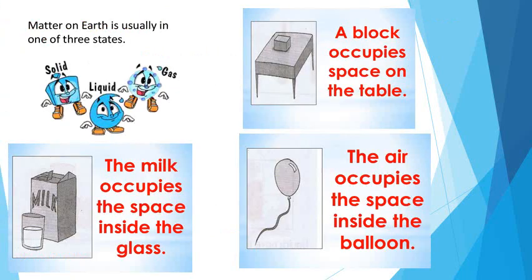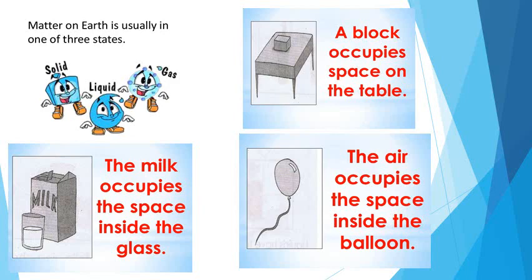Welcome back grade 2. Look around you. Everything you can see, touch or smell is made up of matter. Matter is anything that has weight and takes up space. And matter on Earth is usually in one of three states. It's solid, liquid, or gas.